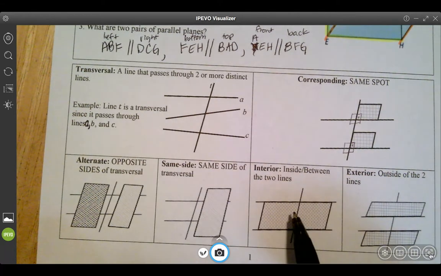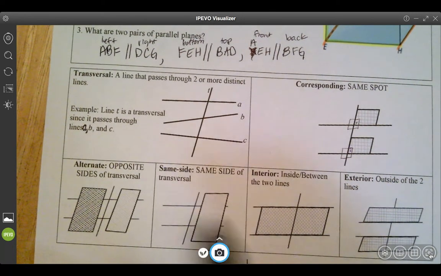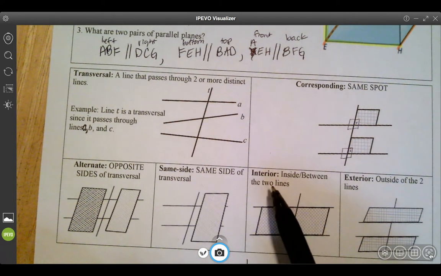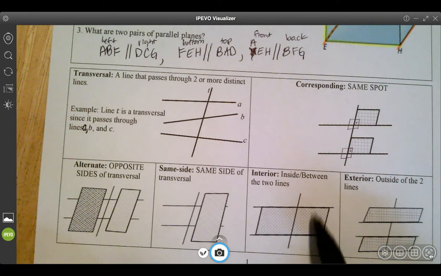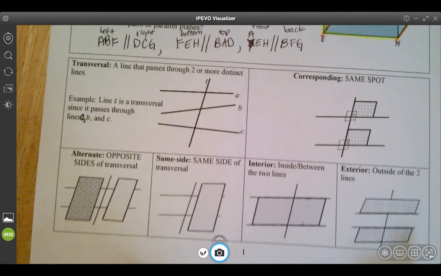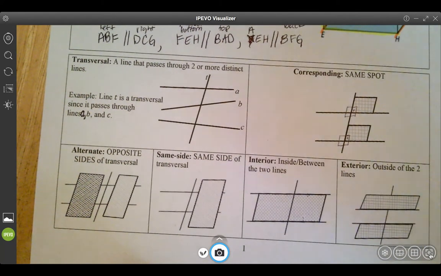And then we have interior, which this time, so these are describing sides of the transversal. This is talking about the lines that the transversal goes through. So the interior is between the two lines that the transversal goes between. And then exterior is on the outside of those lines.